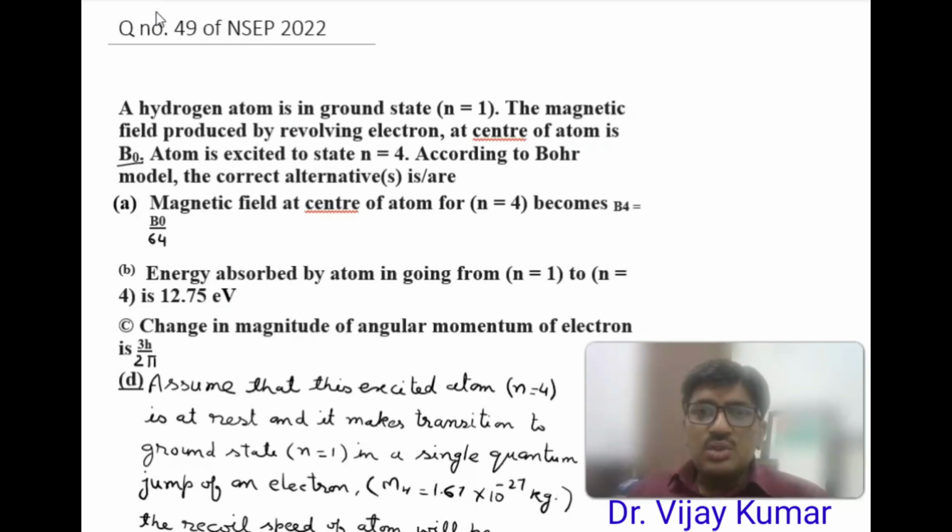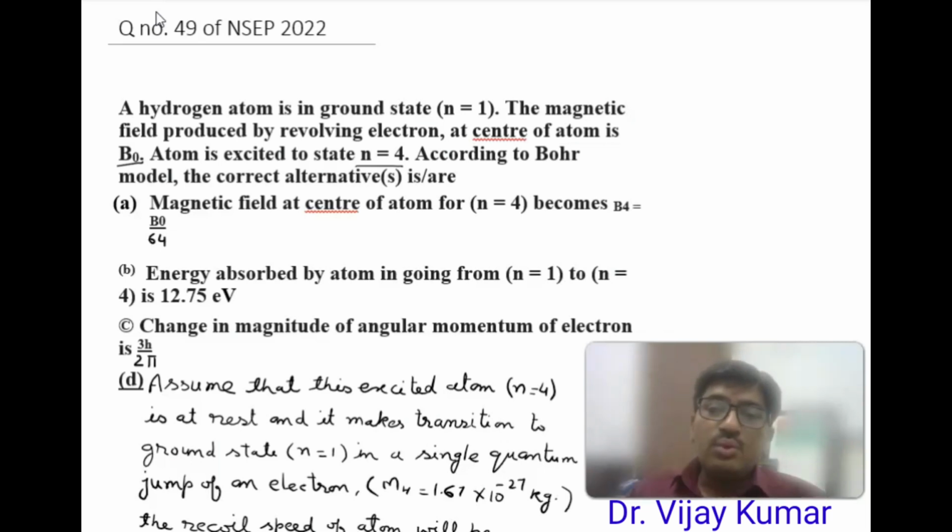The atom is excited to the state n equal to 4. According to the Bohr model, the correct alternatives are: A, the magnetic field at the center of the atom at n equal to 4 becomes B4 equal to B0 upon 64. B, the energy absorbed by the atom in going from n equal to 1 to n equal to 4 is this. C, the change in magnitude of angular momentum of the electron is 3h upon 2 pi. And the fourth option is, assume that this excited atom at n equal to 4 is at rest and it makes a transition to the ground state n equal to 1 in a single quantum jump of an electron.